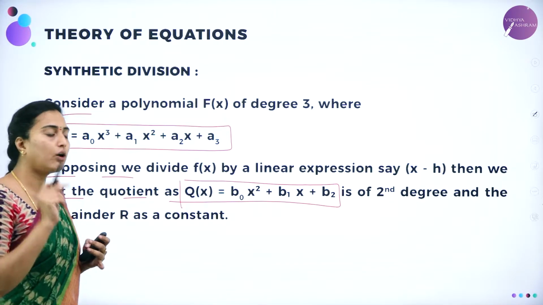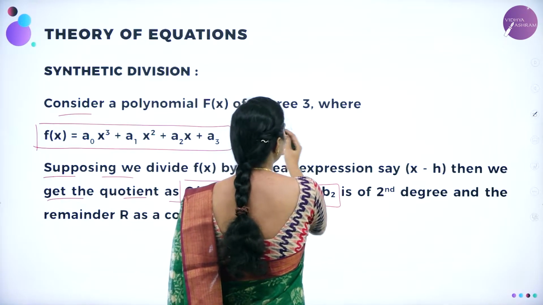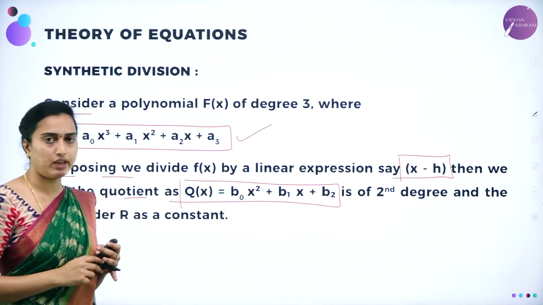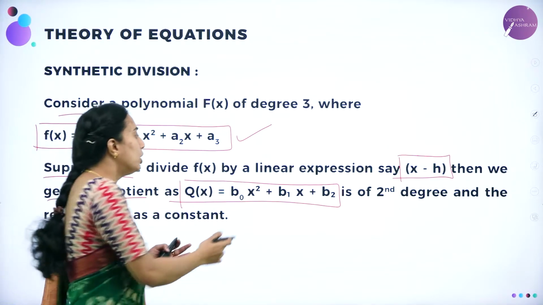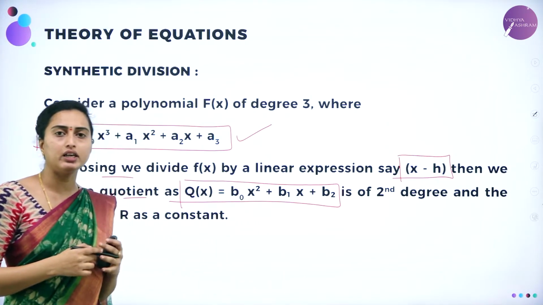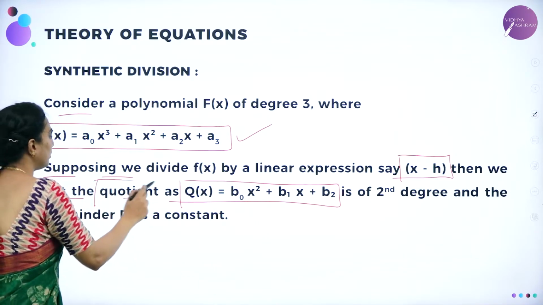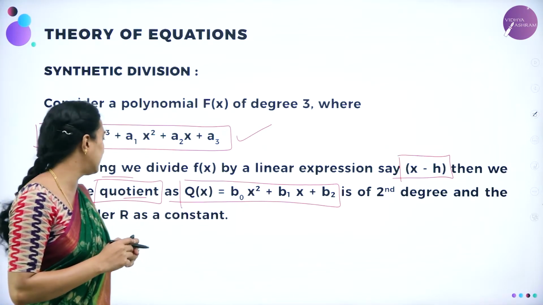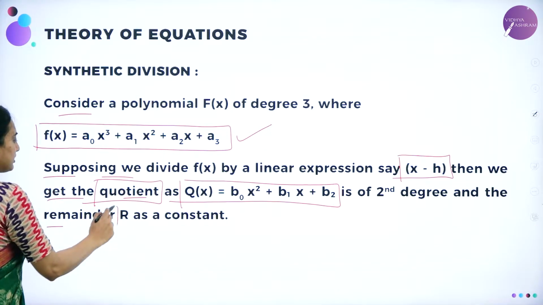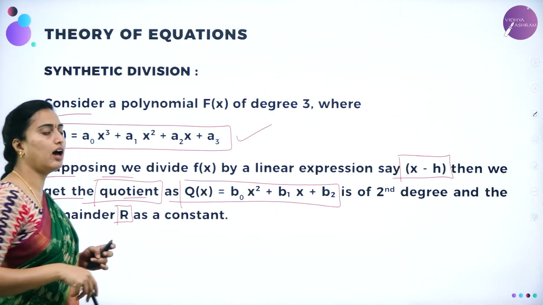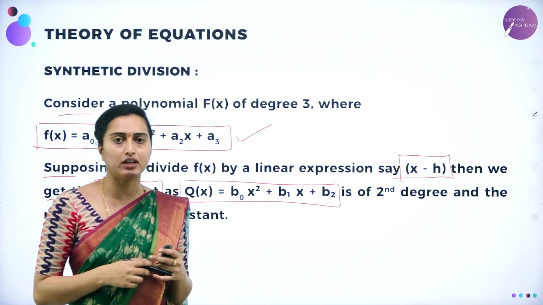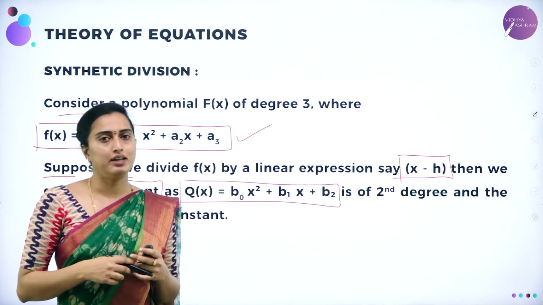That means if you divide this cubic equation by x minus h, where h is one of the roots satisfying that equation, then it will be reduced to a quadratic equation. That quadratic expression is called the quotient of the cubic equation, and it will be of the second degree, and the remainder is a constant. So what is the remainder at last? It will obviously be 0 when we do it by the synthetic division method. That is known as the remainder.